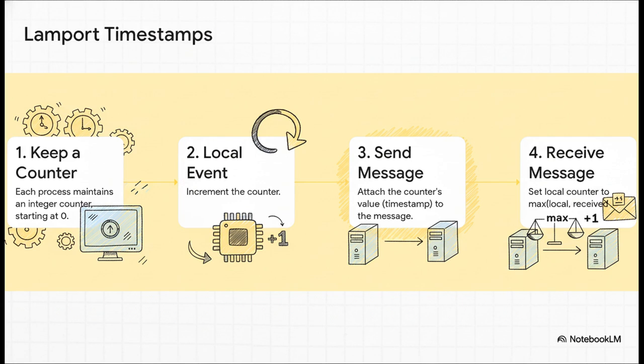Anytime it does something, it just increments its counter. Tick. When it sends a message, it slaps that number on it like a postage stamp. When another computer receives that message, it looks at the timestamp, compares it to its own counter, takes whichever one is bigger, and adds one. And that's it. That simple little dance guarantees that if A happened before B, A's timestamp will always be lower.